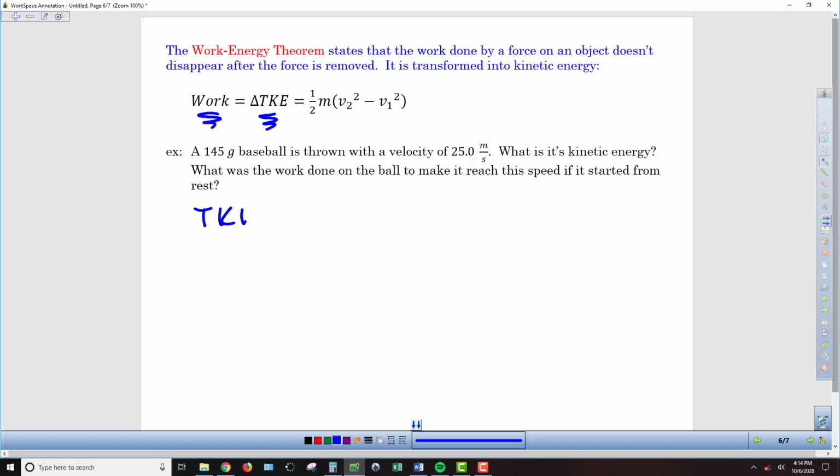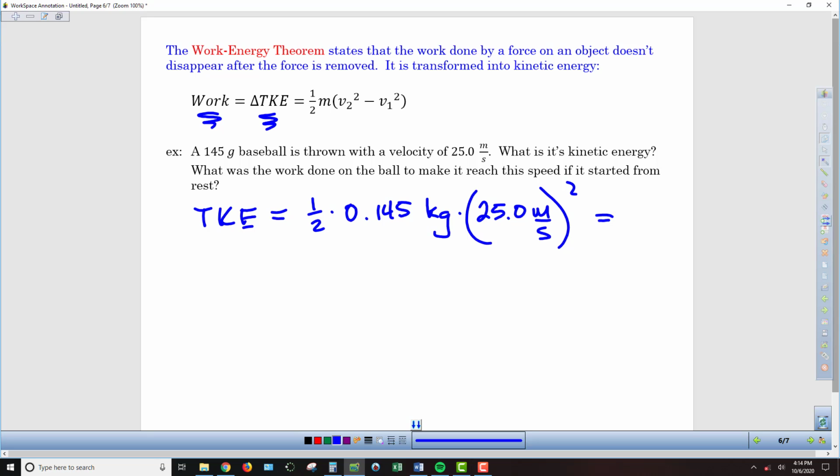So our TKE of the object at its 25 meter per second velocity is going to be 1/2 times the mass, of course, needs to be in kilograms, so 0.145 kilograms times our velocity at 25 meters per second. And then we need to square that. So if we crunch that out on our calculator, we'll end up with 45.3 joules, rounding off to 3 significant figures.